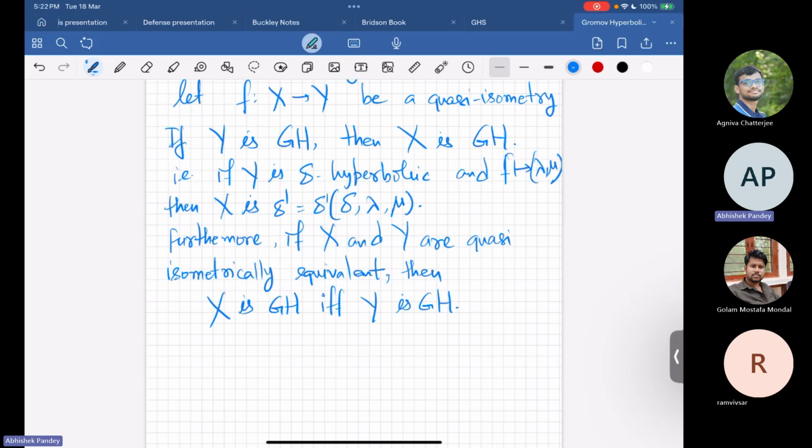So in particular, if we have a quasi-isometry which is onto between two spaces x and y, then they are simultaneously Gromov hyperbolic, meaning x is Gromov hyperbolic if and only if y is Gromov hyperbolic. So I hope this is clear now.